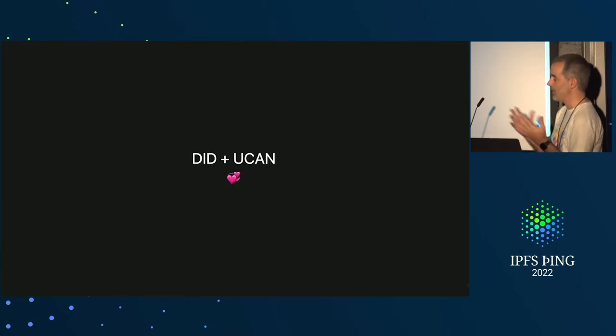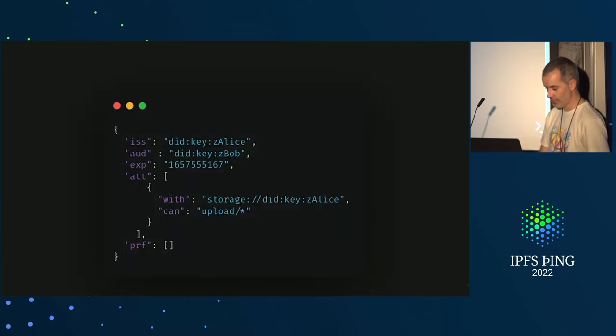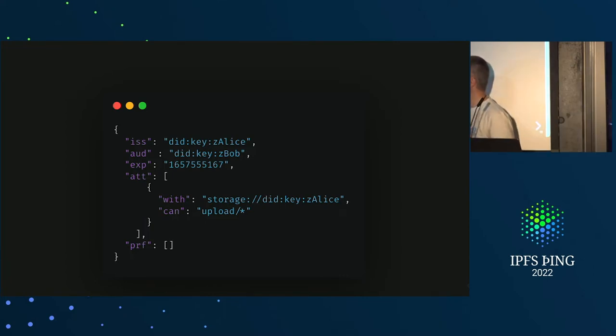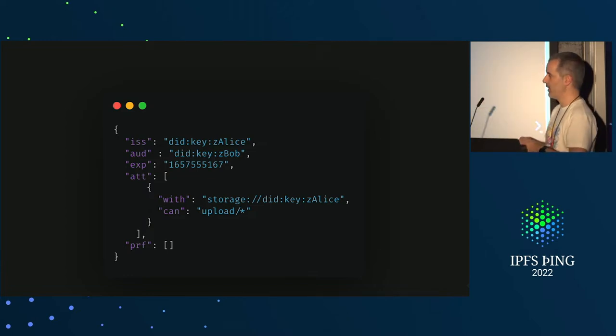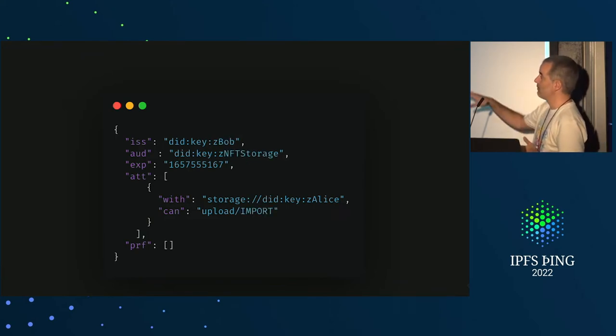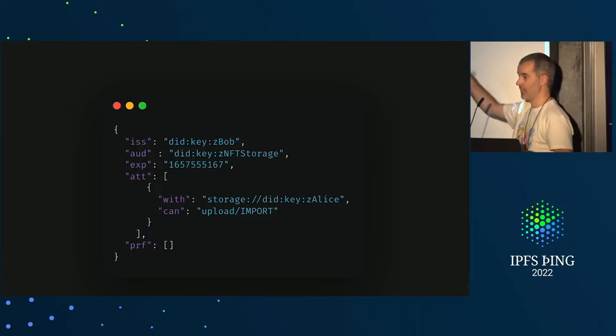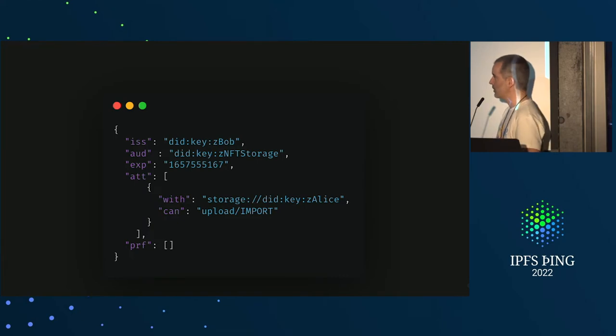As I was saying, the IDs and UCANs kind of love each other and complement each other. This is one example of how a UCAN looks. Here we have Alice delegating something to Bob. This is the resource, and the action or operation, like upload here. There's a namespacing thing going on there, and all the operations under that namespace you're delegating to Bob. On the next one, if Bob wants to delegate to someone else, in this case a service like the ones we have, like NFT.storage, something is kind of missing here. This doesn't really make sense, right?